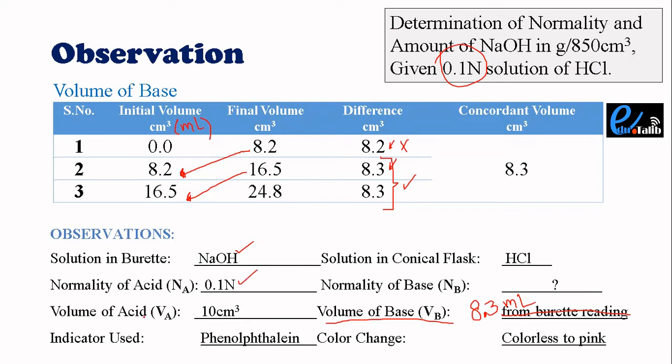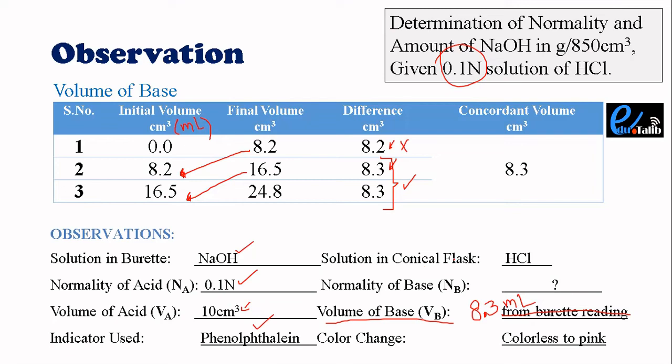Next, the volume of the acid, Va, is 10 centimeter cube. Where does it come from? It comes from the volume of HCl that we have taken with the pipette into the conical flask, which was 10 centimeter cube. The indicator used, you must be remembering, is phenolphthalein.